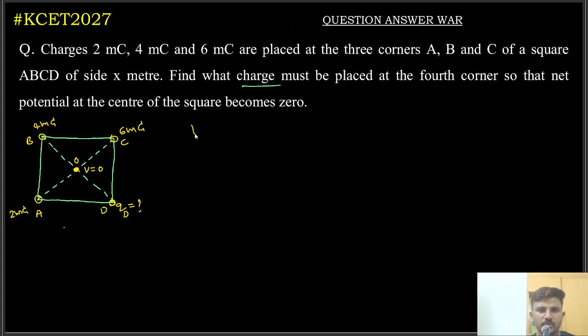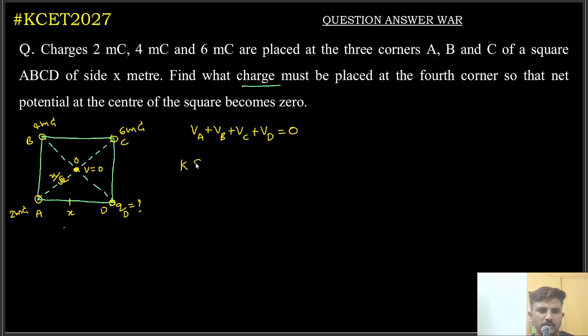That is, potential due to charge at A plus potential due to the second charge at B, plus potential due to the third charge at C, and potential due to the fourth charge at D will become 0. So we know that VA is given by, so what is the side given? X, no? What is half of the diagonal of this square? X by root 2. Total diagonal is root 2x. This length is x by root 2.